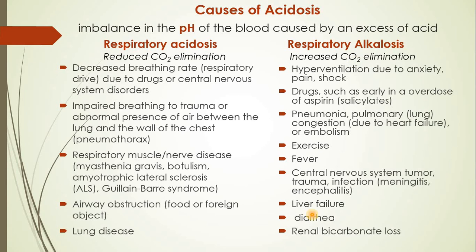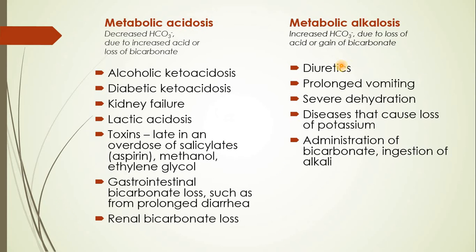Sometimes malfunctioning of the liver can lead to increased elimination of carbon dioxide, and subsequently we can say diarrhea as well as renal bicarbonate loss are the essential reasons which can lead to increased level of carbon dioxide elimination from the body. Now, in the same manner, we'll try to understand the causes of metabolic acidosis and metabolic alkalosis.